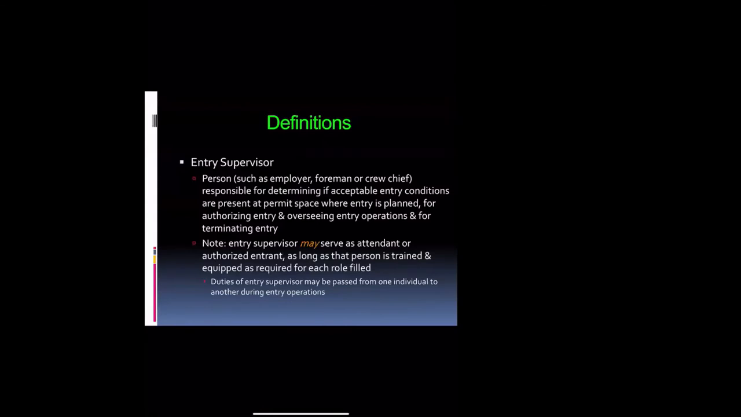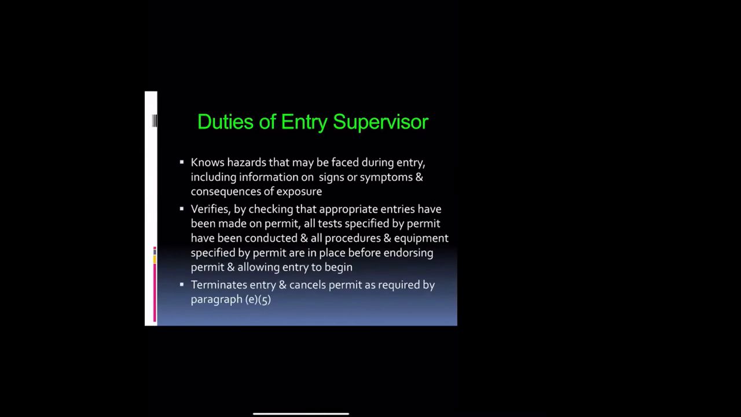And then the entry supervisor, the easiest way to look at this is the supervisor has to know everything, right? Warning signs, symptoms of exposure, they have to be able to be an authorized entrant. They have to be able to be an attendant. And they can serve as that as long as they're trained in the duties of that specific job and that specific task. They're allowed to do all these kind of things. The supervisor, again, knows the hazards and the warning signs and symptoms.